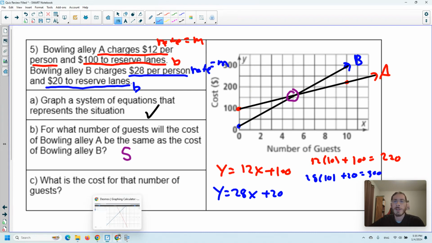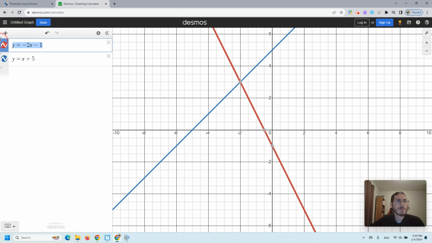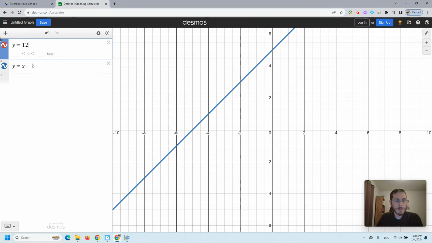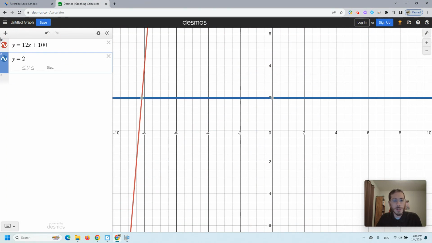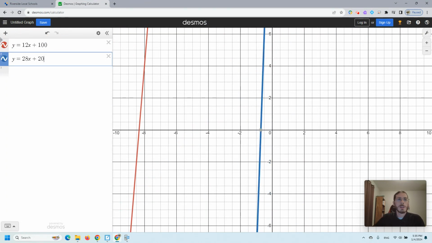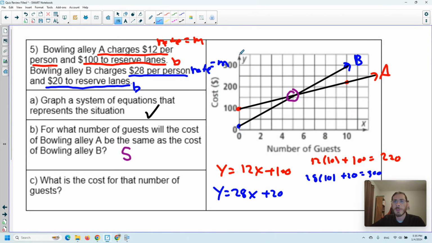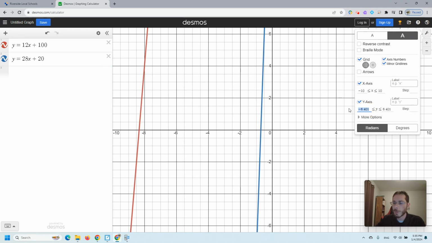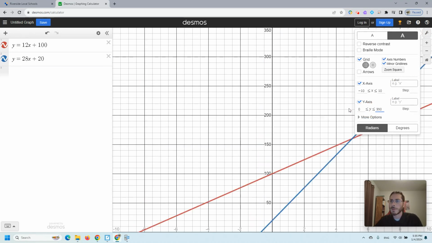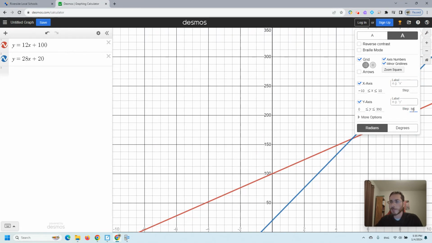So we've got y equals 12x plus 100. And then for this one, we have y equals 28x plus 20. Again, it doesn't look anything like the graph I made, because my scale is way off. So if I want it to look like the graph that we have in the picture, my y needs to go from 0 to about 350. So I'm going to come down here and make my y go from about 0 to 350. And I'm even going to count by 50s like in the picture.